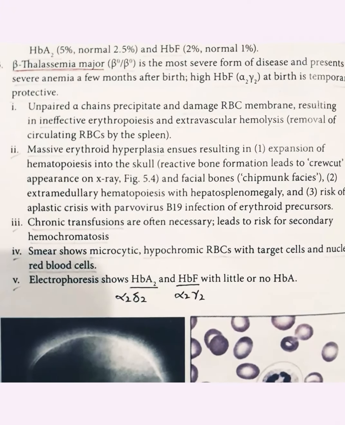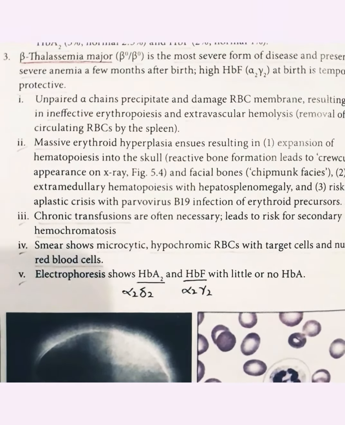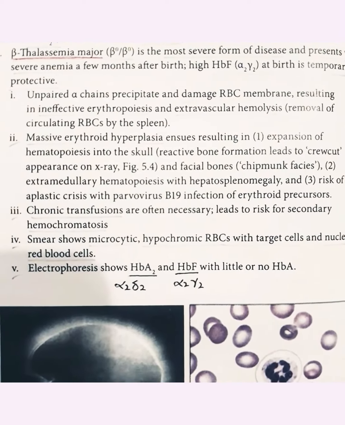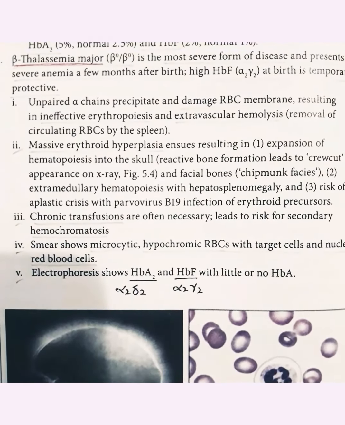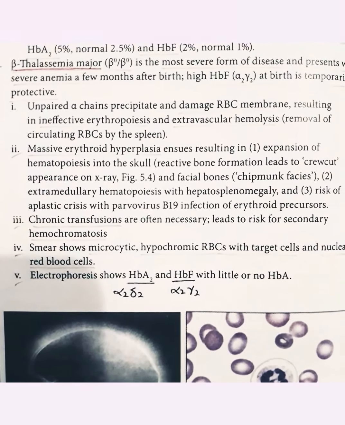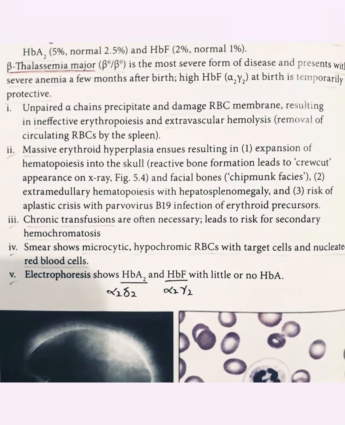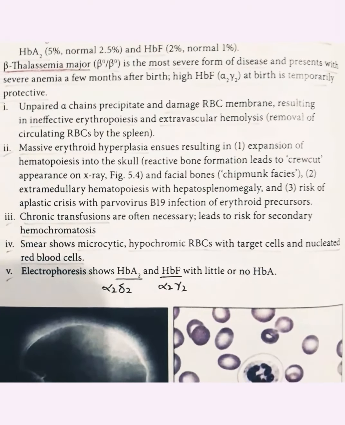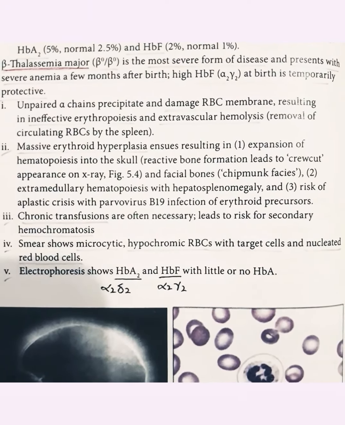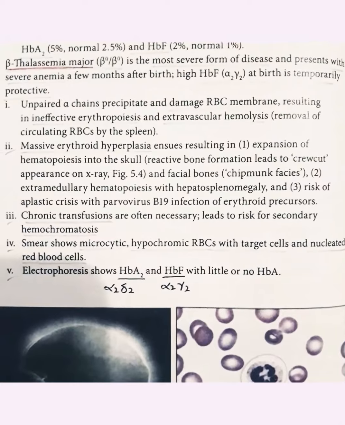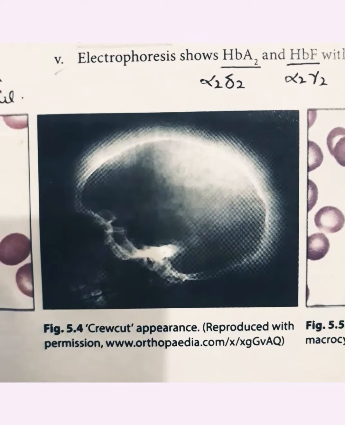Increased risk of aplastic crisis with parvovirus B19 infection of erythroid precursors. Chronic transfusions are often necessary, which leads to increased risk for secondary hemochromatosis. Hemochromatosis means buildup of iron in the tissues. Smear shows microcytic hypochromic RBC with target cells and nucleated RBCs. Electrophoresis shows HbA2 and HbF with little or no HbA. Crew-cut appearance, figure 5.4.